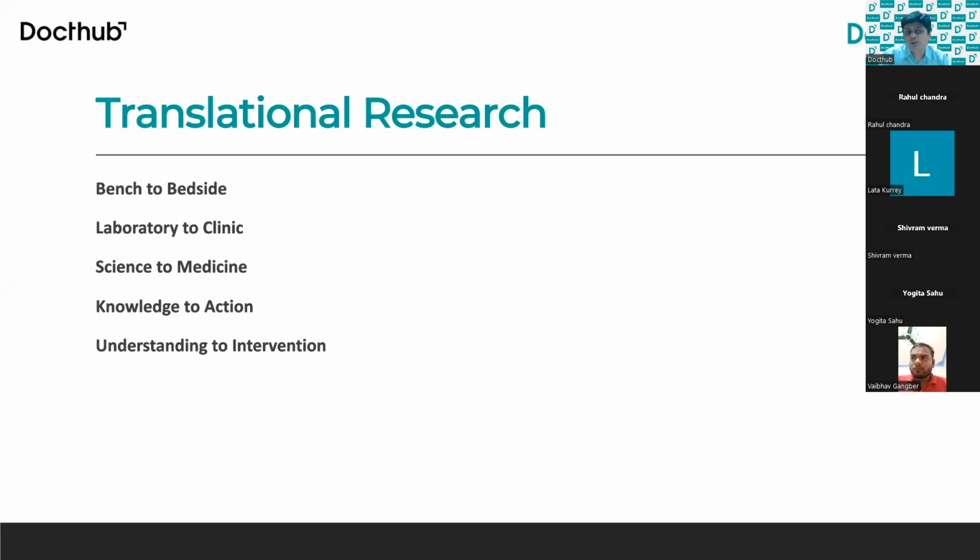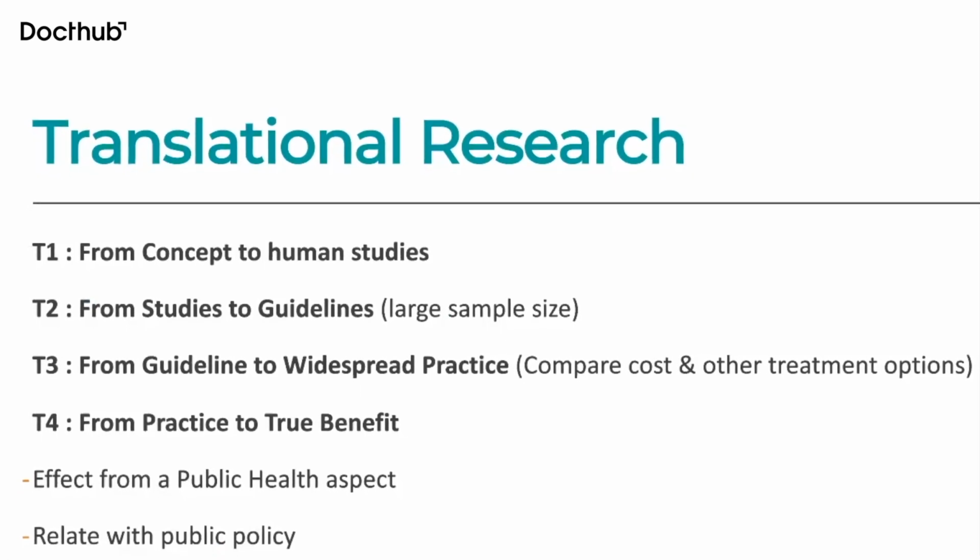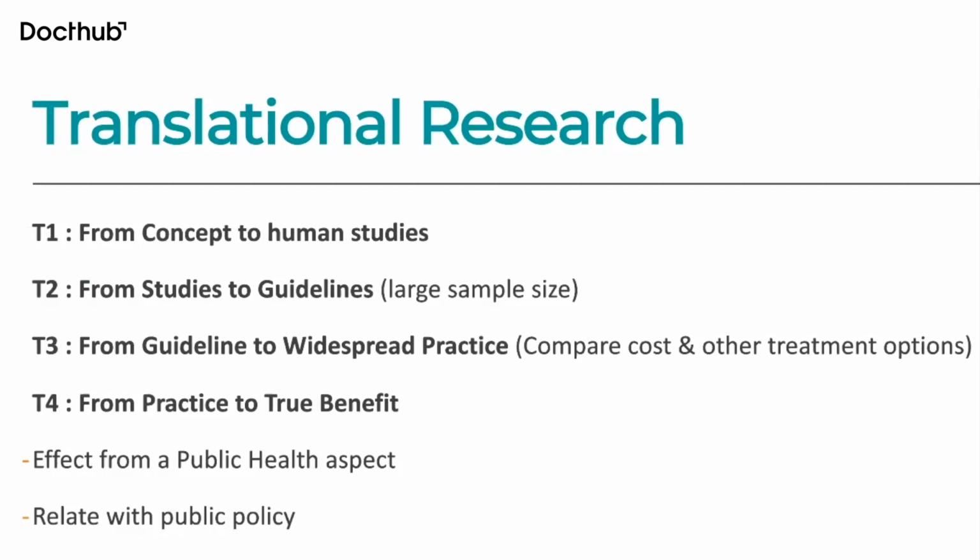In this approach, we are not only looking at hypotheses, knowledge and research. You are also ensuring a particular action for a larger public health benefit. Another one is understanding to intervention. These are a few things I have mentioned to simplify it, so you can understand the translational research approach. Now, in this approach, there are 4 levels.